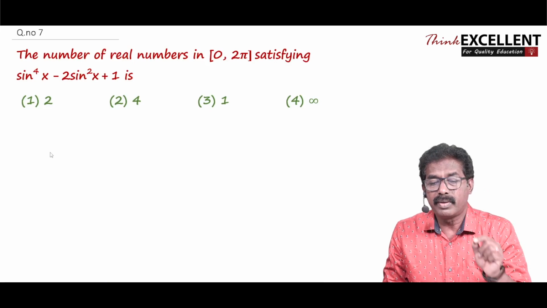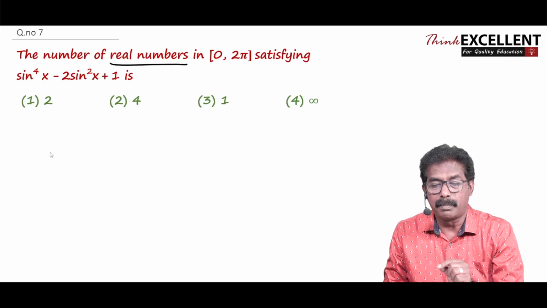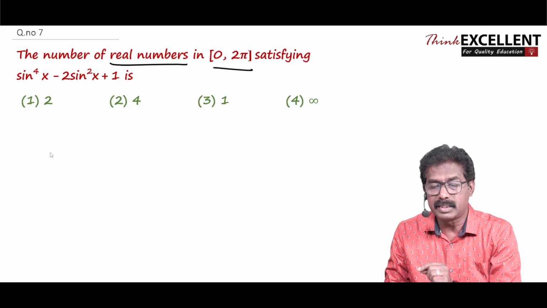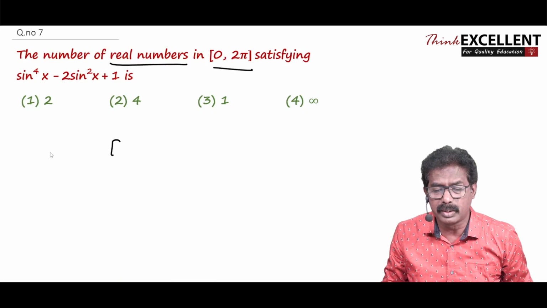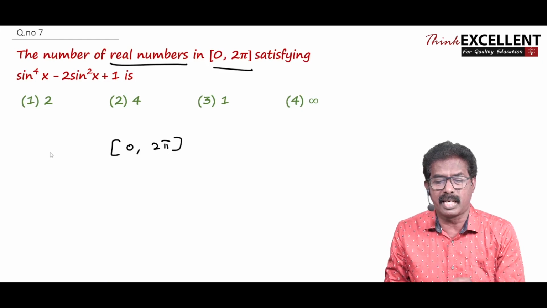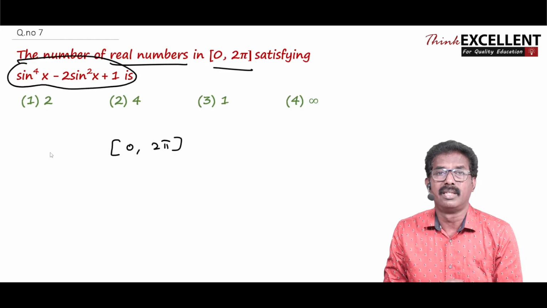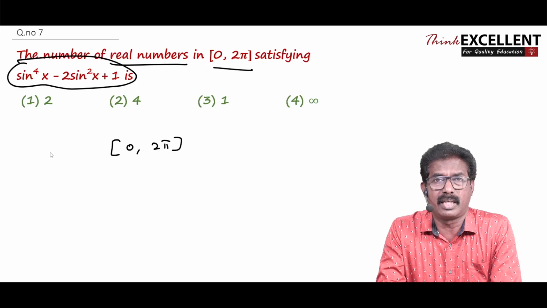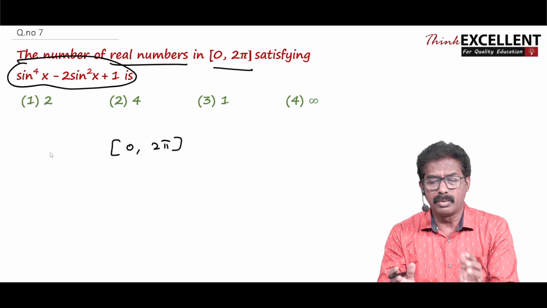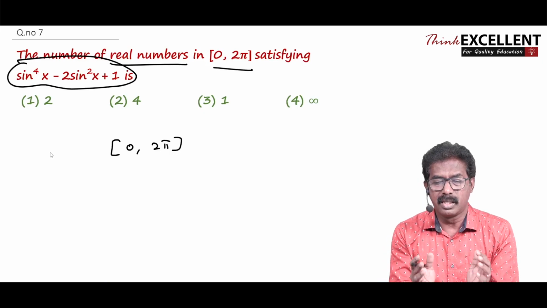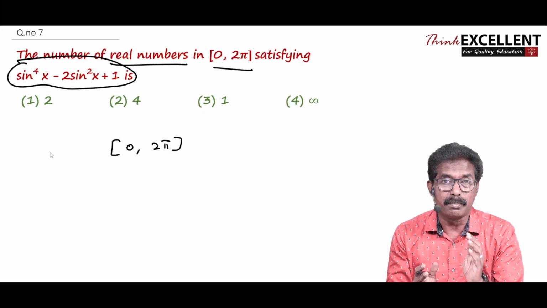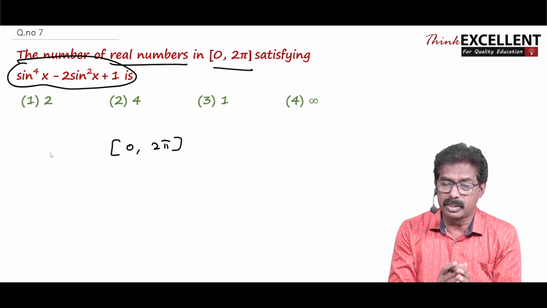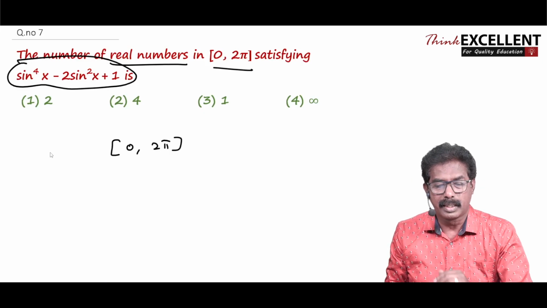The number of real numbers in 0 to 2 pi. So the interval is only 0 to 2 pi. How many solutions are there for this one? You know a trigonometric equation has an infinite number of solutions, but here the question is, how many real numbers satisfy this? And the number must lie between 0 and 2 pi, 0 is included and 2 pi also can be included.